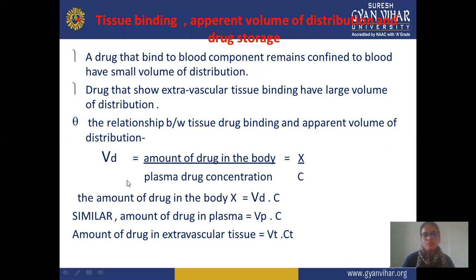You just interchange this, and due to this, X is equal to VD into C, and a similar amount of drug in plasma is calculated with the help of VP into C. Means instead of volume of distribution in your body, you just replace it with the distribution into plasma, and when you're checking this drug in plasma, that's why you write VP into C. And the amount of drug in extravascular tissue, you write VT into CT. Means the total amount or total concentration in the extravascular site or extravascular tissue.